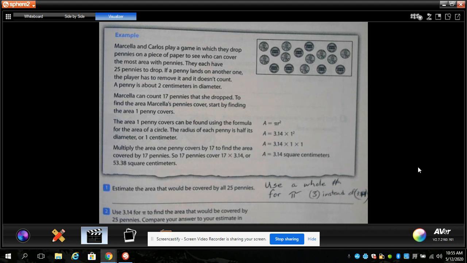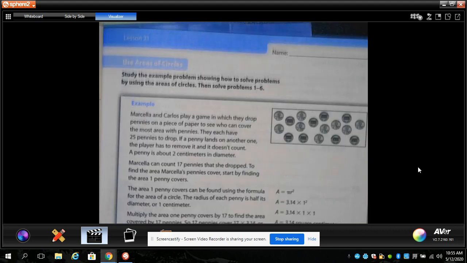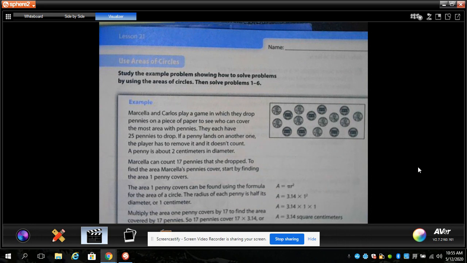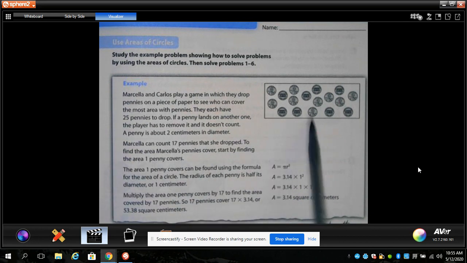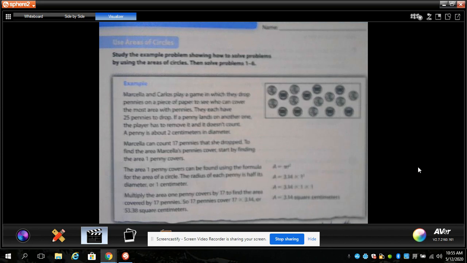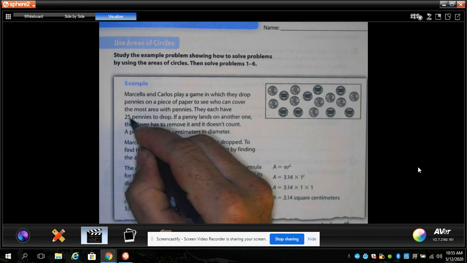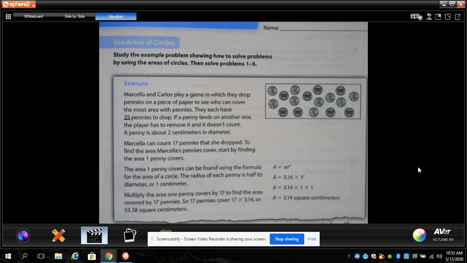All right, practice page 225. So here, just applications using the area of circles. So in the example problem, we're basically looking at a bunch of pennies on a piece of paper. So there's a total of 25 pennies, and hopefully you've already gone through and read this.